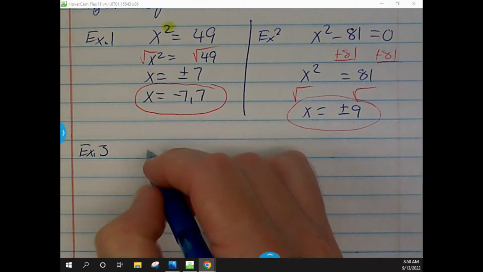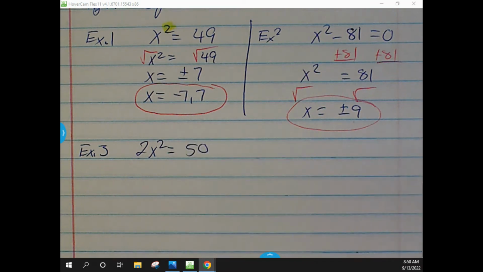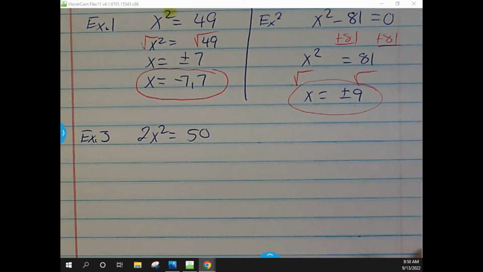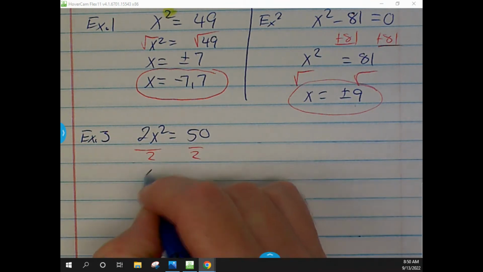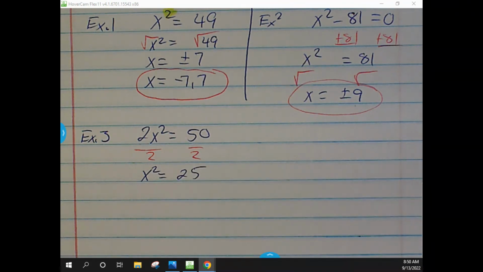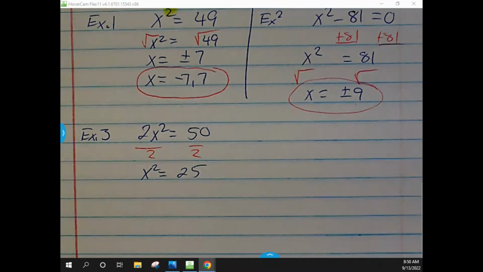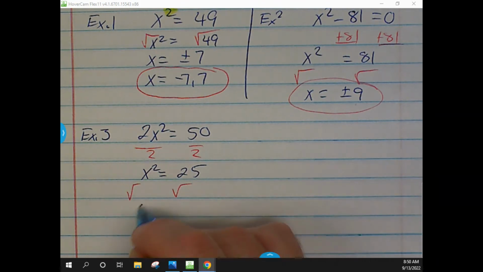All right, so let's go with 2x squared equals 50. This time we've got the 2 with the x squared. So first step is just go ahead and divide both sides by 2. And then we've got x squared equals 25. Then hopefully at that point we're okay because it should be pretty easy. x would just equal plus or minus 5.